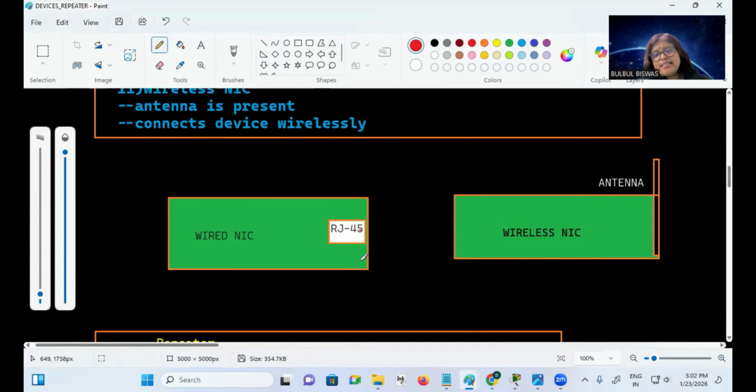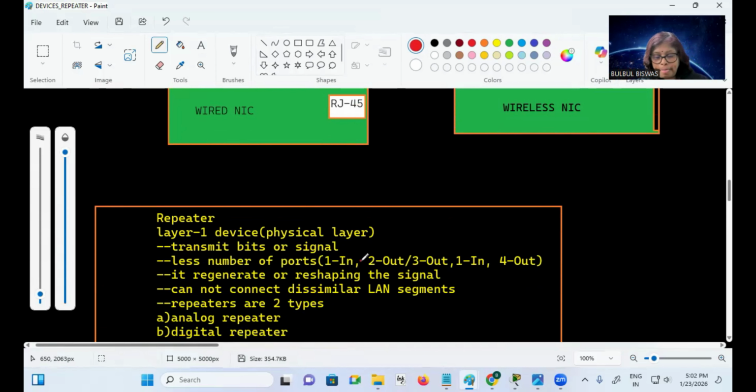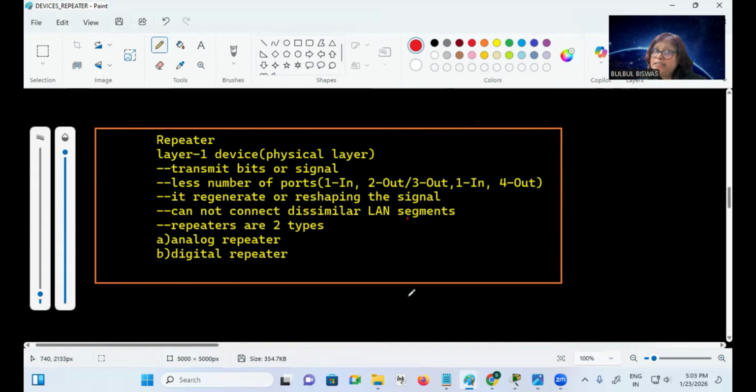Now, next I go to a repeater. Right now it is not in the market, my dear. This device came in the early age. You can say at that time coaxial cable was in the market. And this device was used for extending the network. And the name says repeater. What is it doing? It repeats the signal.